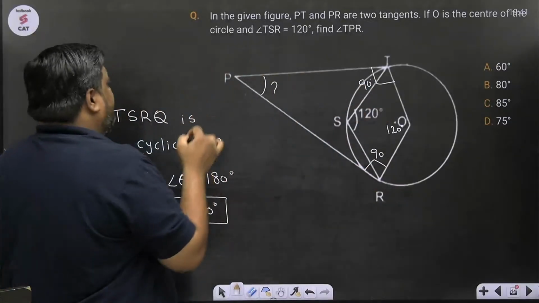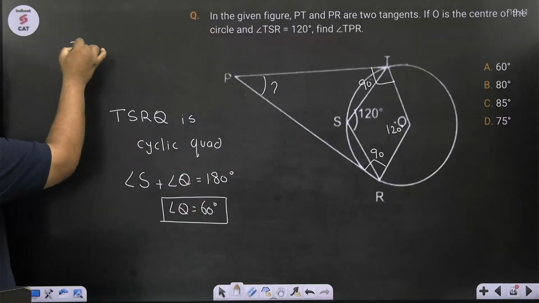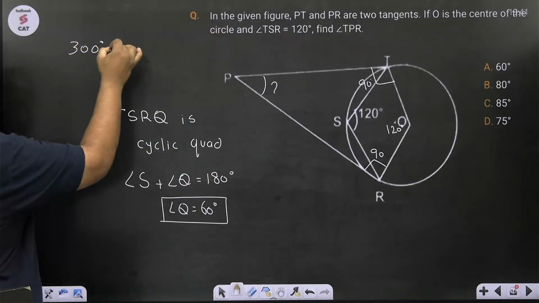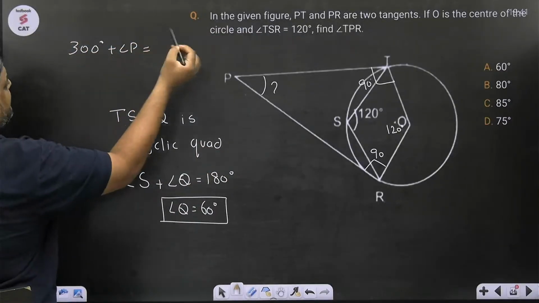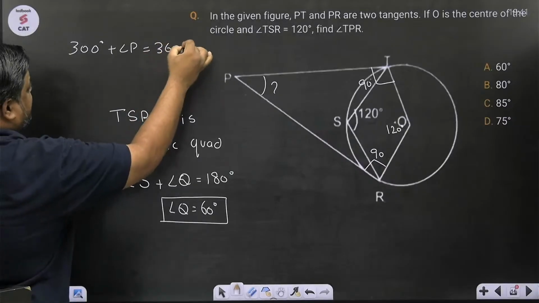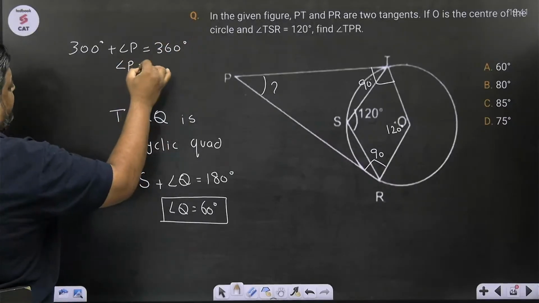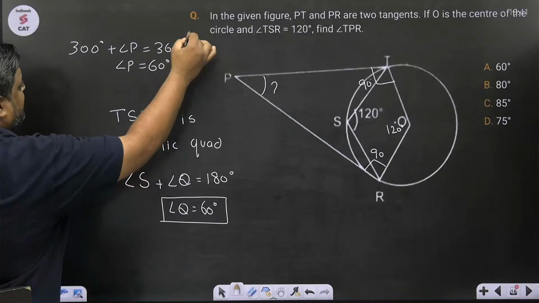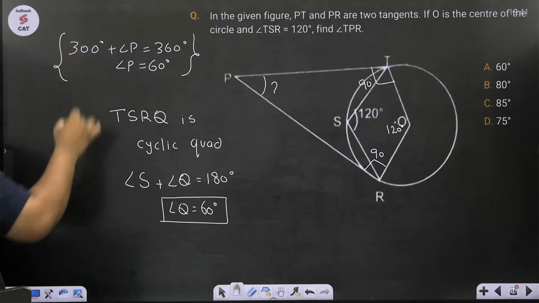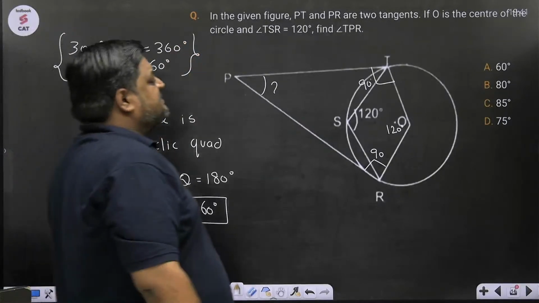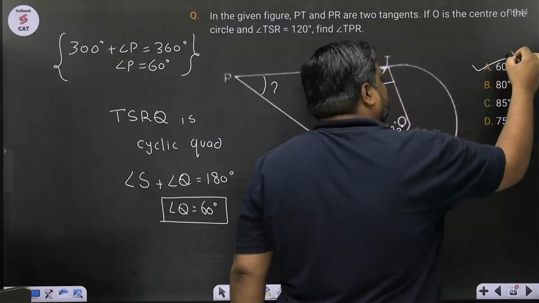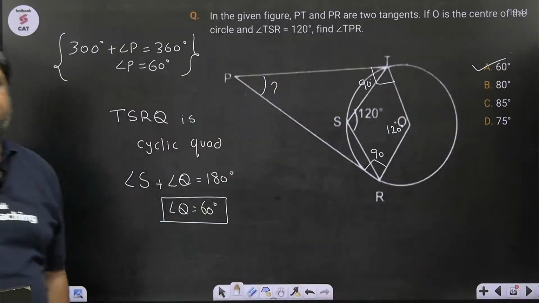300 plus angle P, 300 degrees plus angle P is 360 degrees. So angle P is 60 degrees. Sorted. Angle P is 60 degrees, and that was asked in the question.